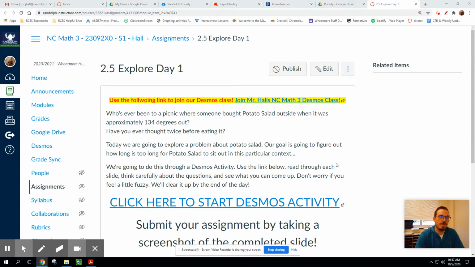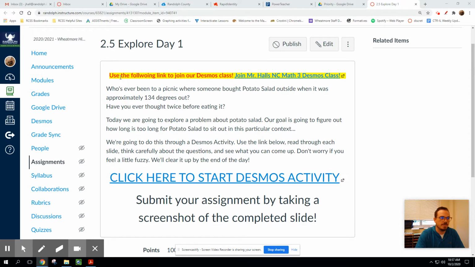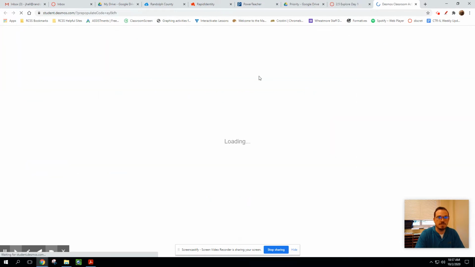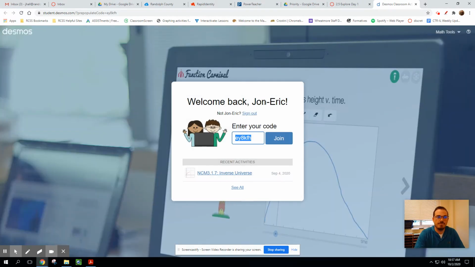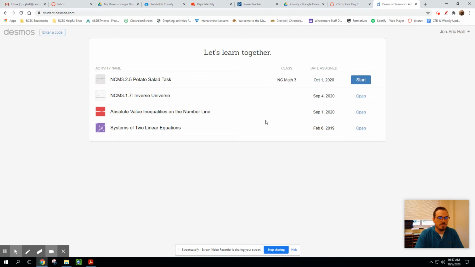So I'm going to do my best to make sure we can go through this because I really want you guys doing this Desmos activity. First thing I want you to do is to use this link, click on it, and you can join my Desmos class. Desmos has updated it to have a classroom feature. So all you got to do, this is me, you are joining my class. Once you join it, you're going to see some functions that are there that we've already done.